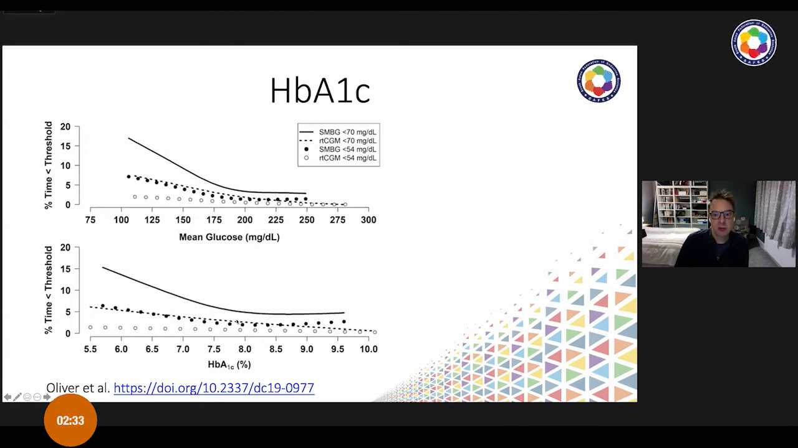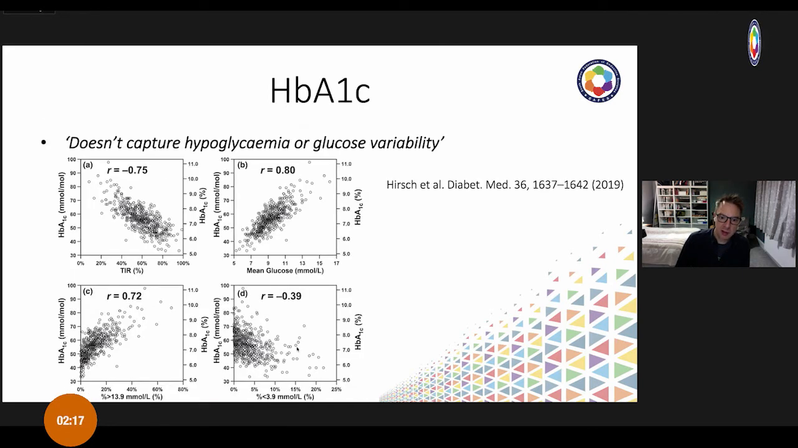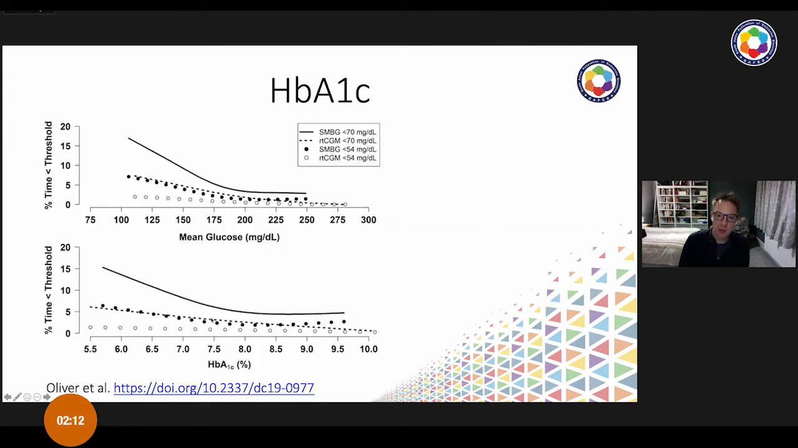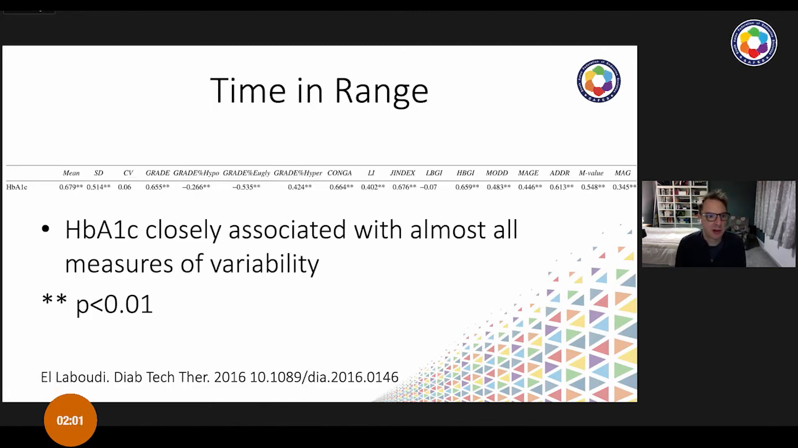And that's even true for people using real-time continuous glucose monitoring for time below 70, though for time below 54, hypoglycemia is essentially eradicated. So HbA1c may not be a fantastic marker overall for hypoglycemia, as you can see from this correlation coefficient and this scattergram. But for people with an HbA1c below around 7.5 to 8%, actually, there's a very clear association between HbA1c and hypoglycemia. And what about variability?